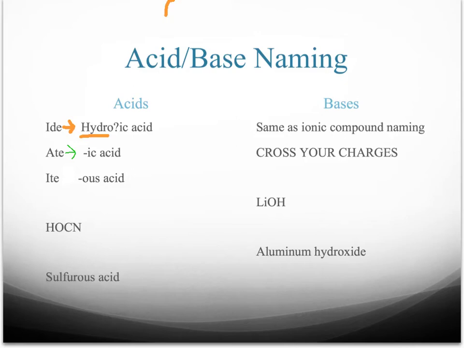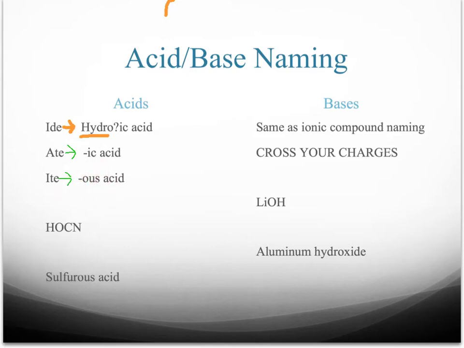"Ite" goes with an "ous" acid. So if it's a sulfite or a chloride or nitrite, anything like that, you'll drop the "ite" from the name and add the "ous" acid.